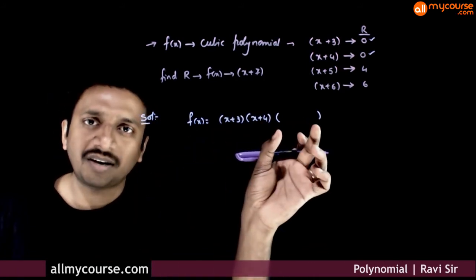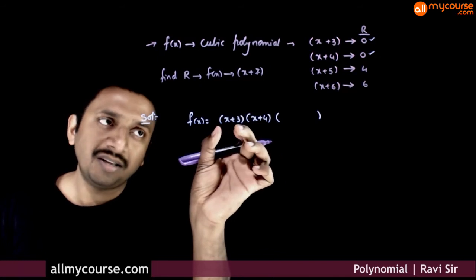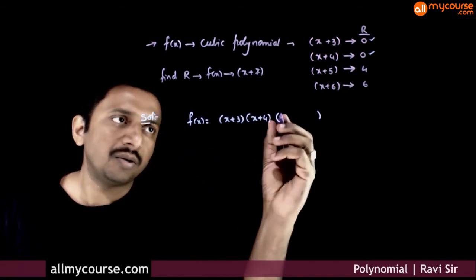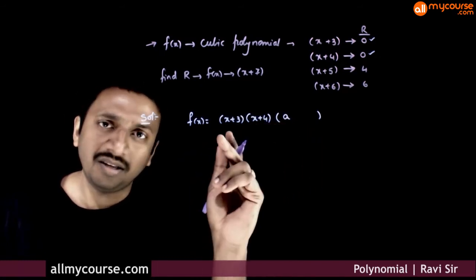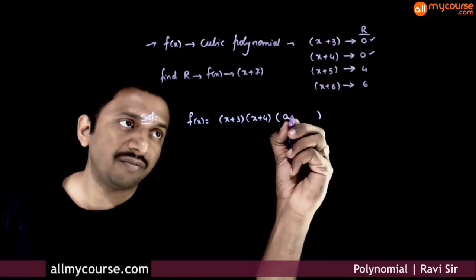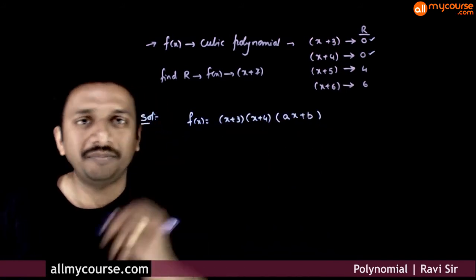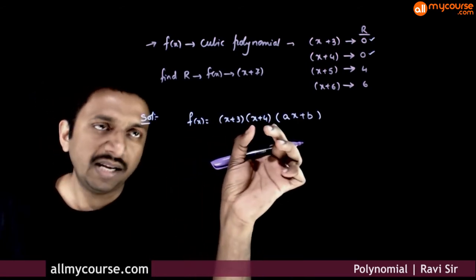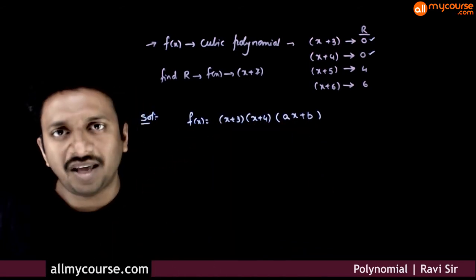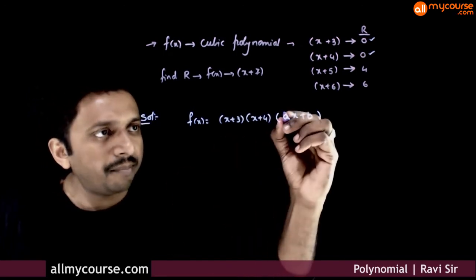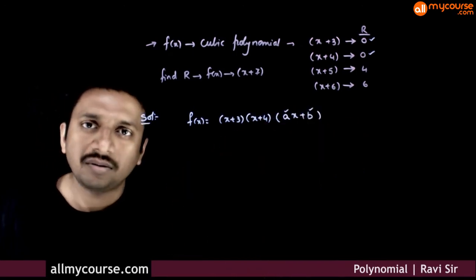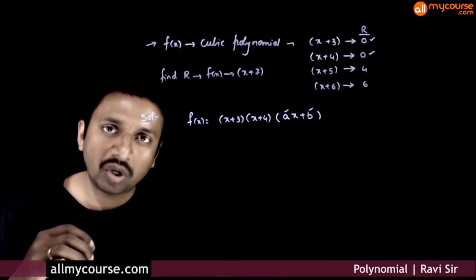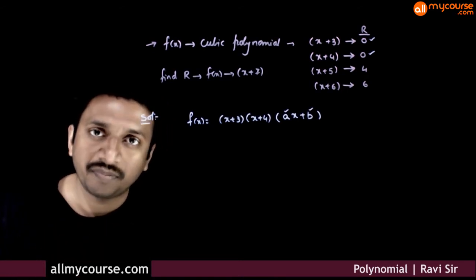The quotient has to be a linear, right? Because already the quadratic has been covered. So let us assume that the remaining factor is of the form ax plus b. So I'm assuming f of x to be x plus 3 times x plus 4 times ax plus b. Now I am having two unknowns. If I can find two equations and solve them, I can get these numbers.